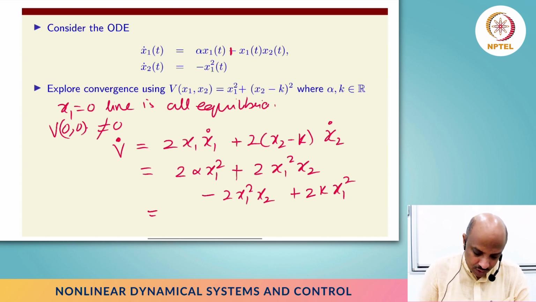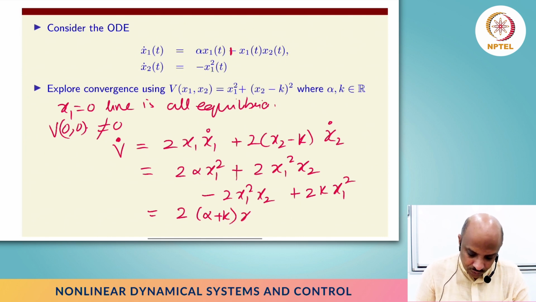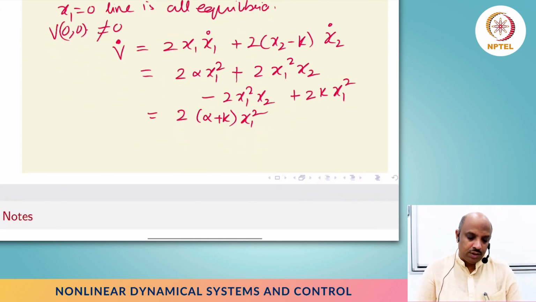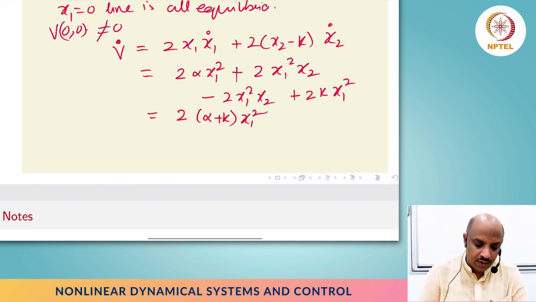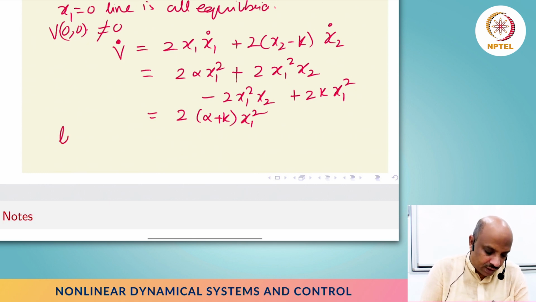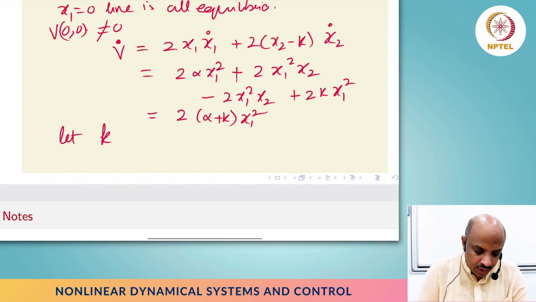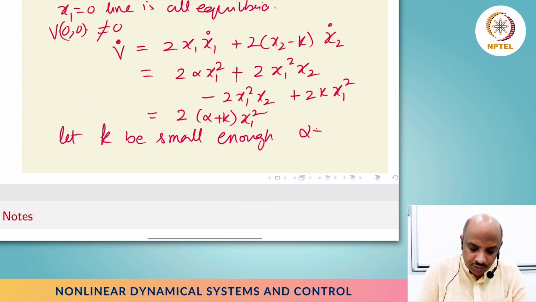Therefore this will give me something like 2 times alpha plus k x1 square, right? So this and this will cancel. So what we can say now is basically, I don't know what alpha is, but I can choose k to be small enough such that alpha plus k is less than 0, right?